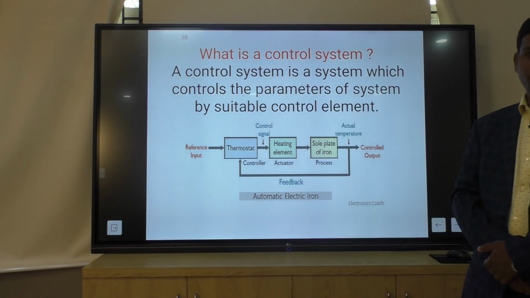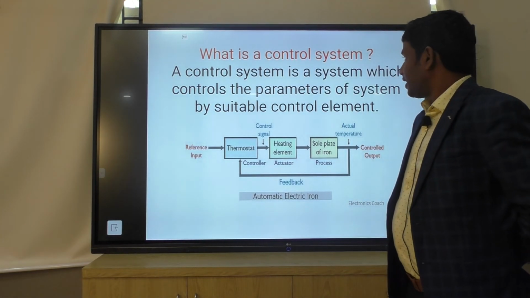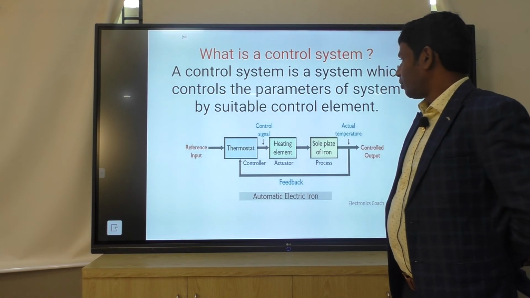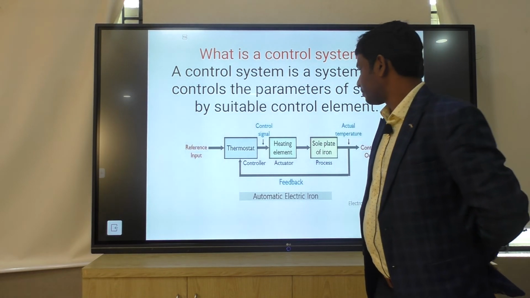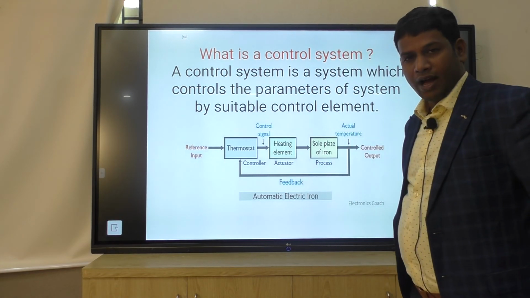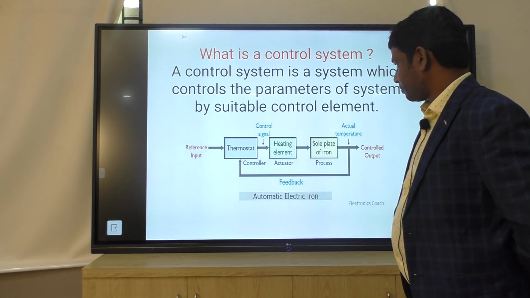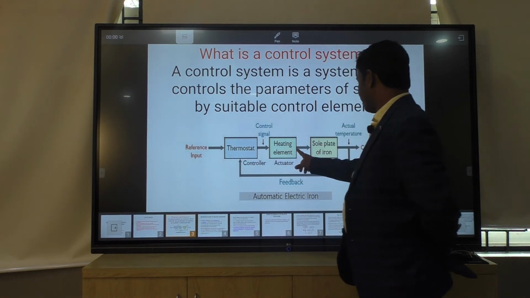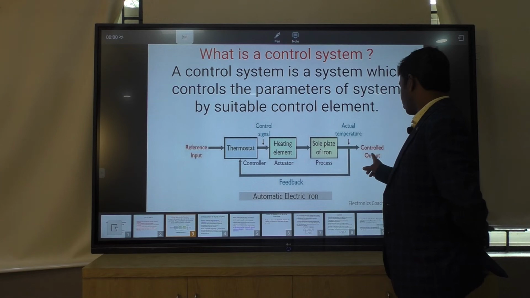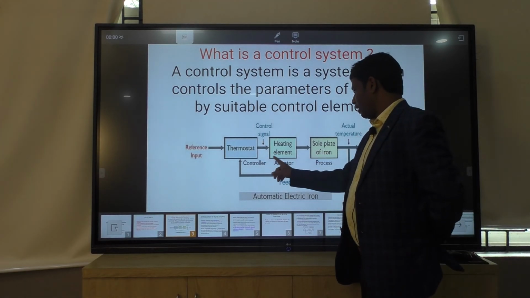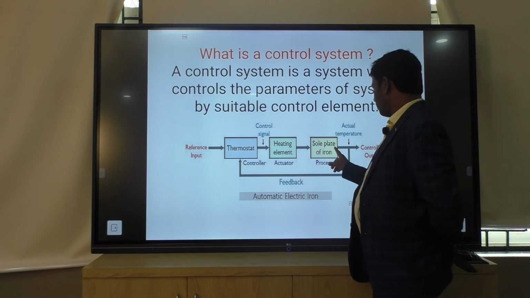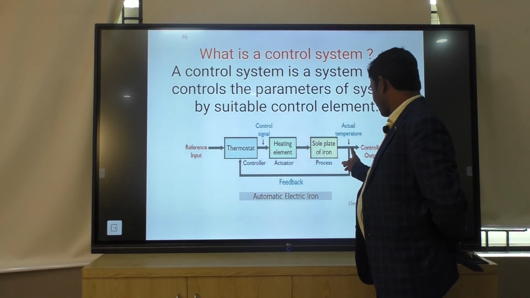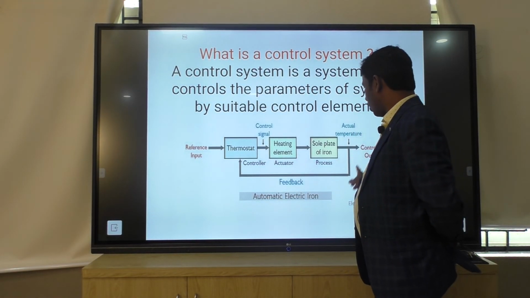First, what is a control system? A control system is a system which controls some parameters of the system with a suitable control element. Here is an example of a control system, an automatic electrical iron. In this electrical iron, this is the reference input, a thermostat here, a heating element here, the sole plate of the iron here, and the control output. The thermostat acts as a controller, the heating element acts as an actuator, and the sole plate of the iron is the process. The bottom line is the feedback, which means each time it compares the output with the input.